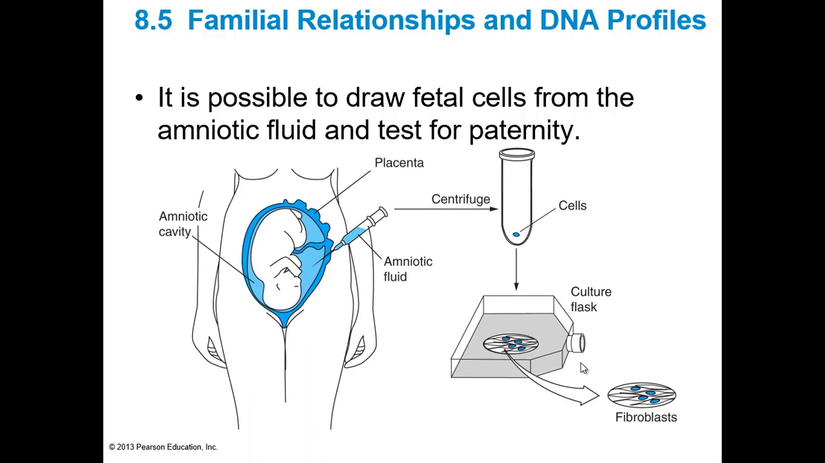So, what you would do is withdraw a sample of amniotic fluid. This can cause premature labor, and that's where a miscarriage is a problem. You take these cells from the amniotic fluid, which are presumably from the child, and then you cultivate those cells to get more of them, and then you have enough DNA from the baby to be able to test.